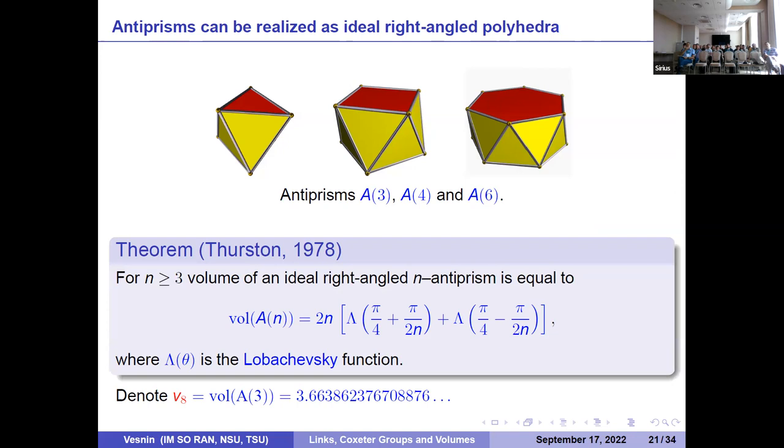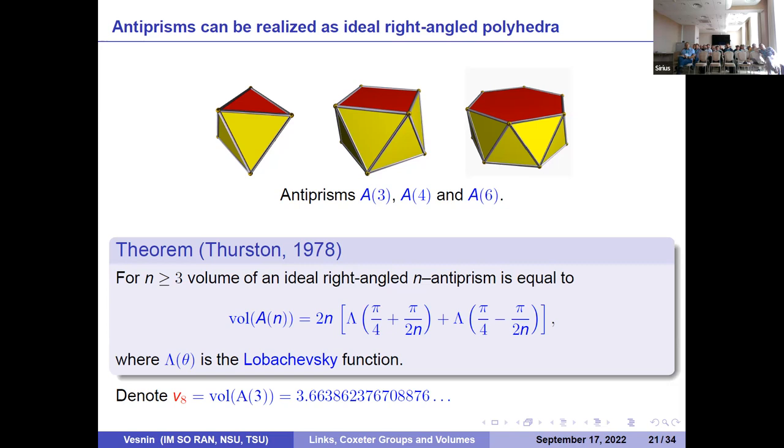Let us consider the following family of polyhedra. The first one is the octahedron, and we generalize it in the following way. We look at the octahedron as an antiprism, with a trigonal top and a trigonal bottom. After that, you just extend this to an n-gonal top and bottom, so you can see the pentagonal one and so on. This is a nice example of polyhedra. It can be realized with all angles pi over two and with all vertices at infinity.